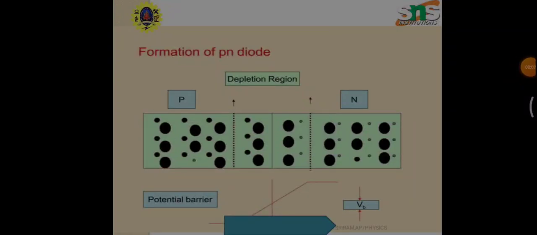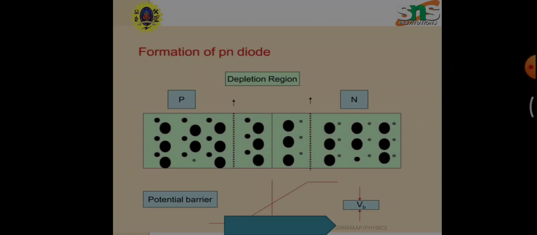So good evening. Now we will discuss the formation of a PN junction diode. The junction diode is formed by placing a P-type crystal in contact with an N-type crystal and subjecting it to high pressure so that it becomes a single piece. The assembly so obtained is called the PN junction, or a junction diode, or a crystal diode.